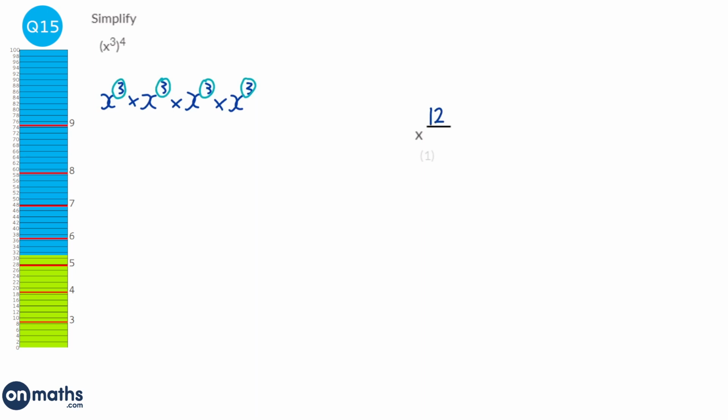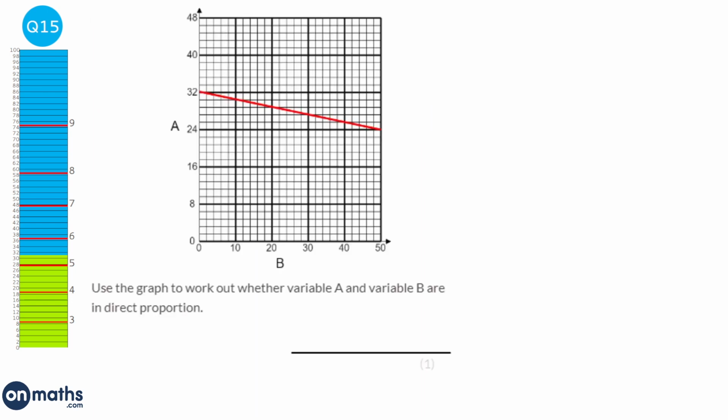Whenever you've got a power on the inside of a bracket and a power on the outside of the bracket, all you need to do is multiply them together. 3 times 4, which is 12.